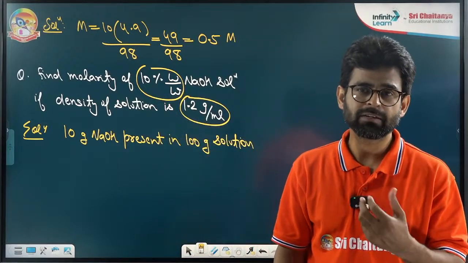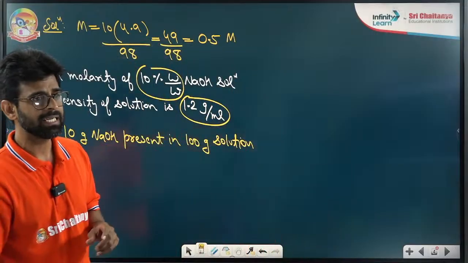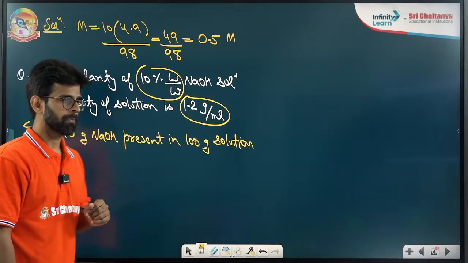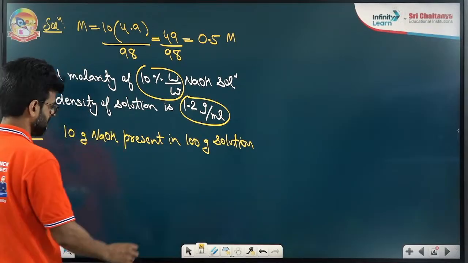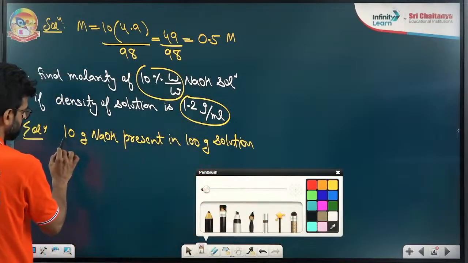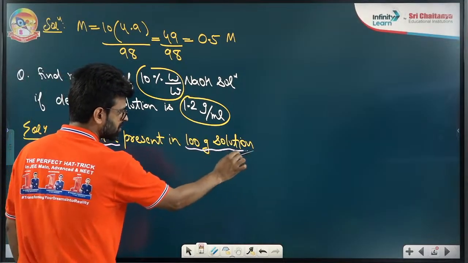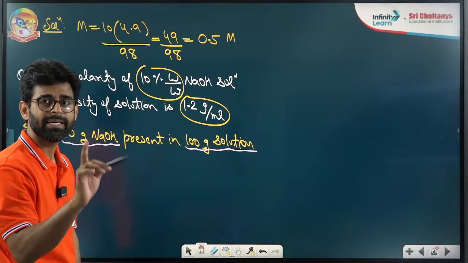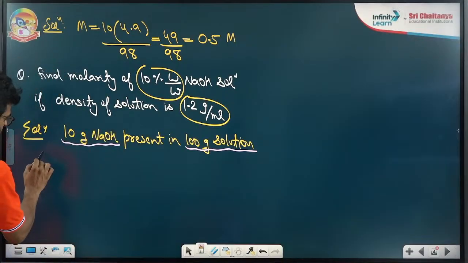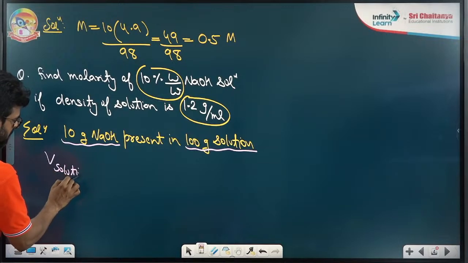I have the weight of solution, so we have to convert the weight into volume, because in molarity I need volume, not weight, right? Okay. We already have the weight of solute, but I have the weight of solution. I don't need the weight of solution, I need the volume of solution, right? I need the volume of solution to solve my question for molarity.